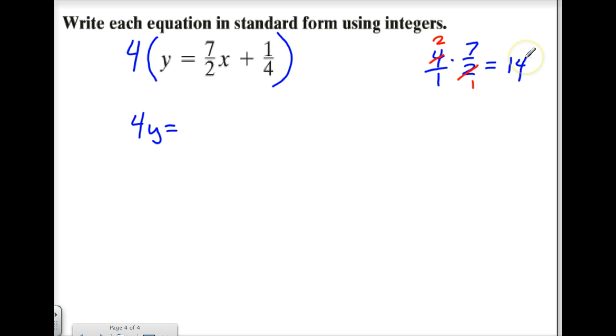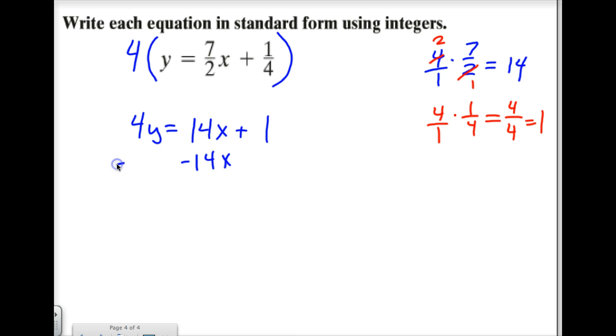So I end up getting 14x plus, and if you look, 4 times 1 over 4. If you don't know that 4 times 1 over 4 is 1, you can always look at it like this. You end up with 4 times 1, which is 4, all over 1 times 4, which is 4, and that's equal to 1. So I end up with plus 1. I'm going to subtract the 14x. In this case, I'm going to end up with negative 14x plus 4y equals a positive 1.